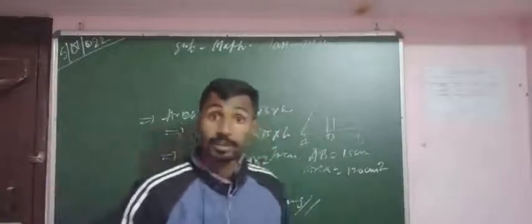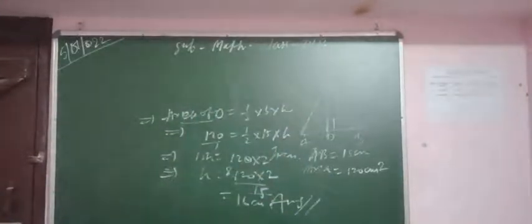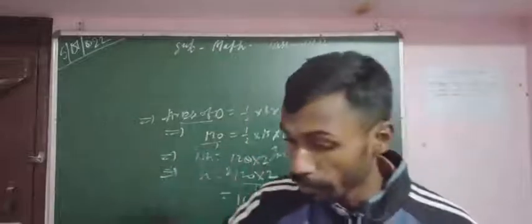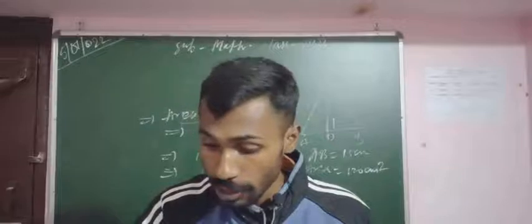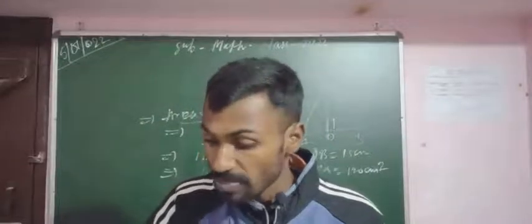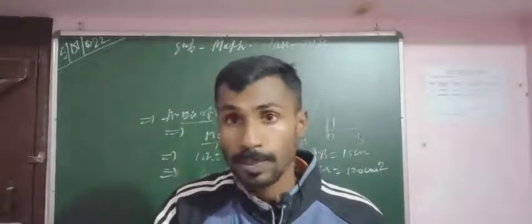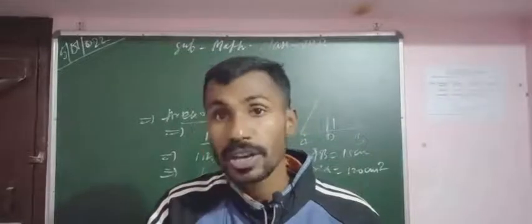Okay. Now the class is over. Your homework is exercise 20D, question number 1 to 5. Maybe 1 to 10 as per your possibilities. Question number 1 to 10 you have to solve.